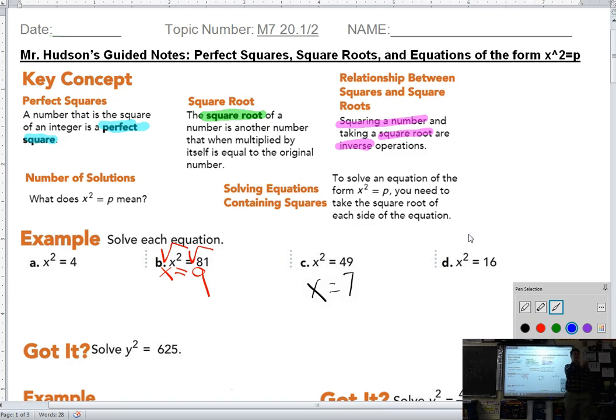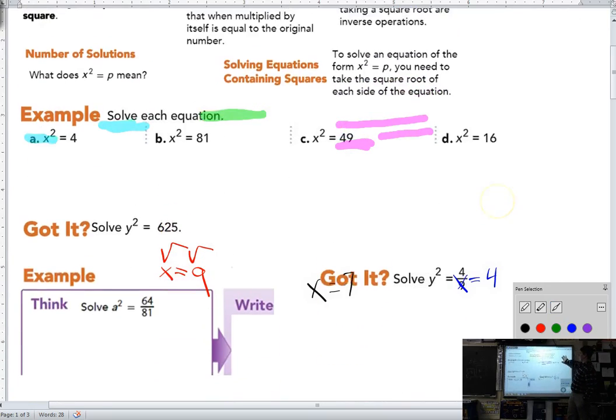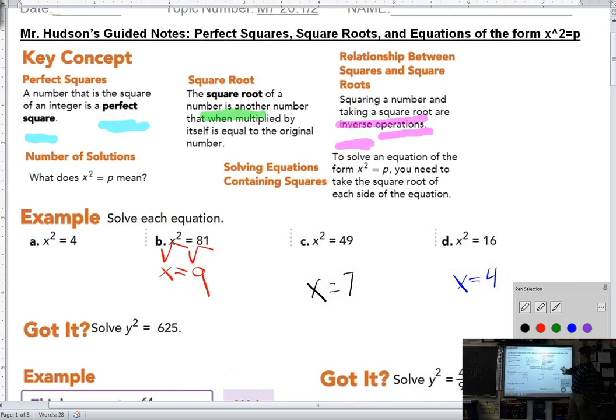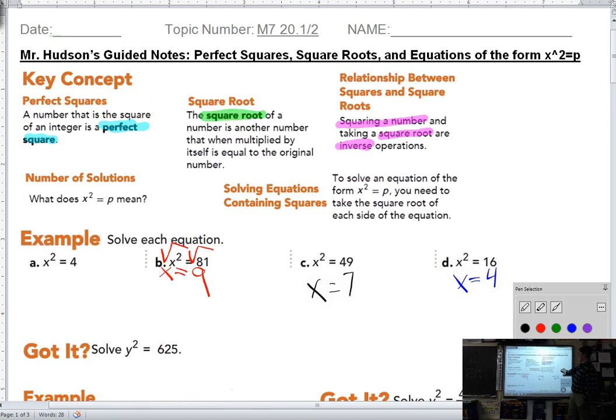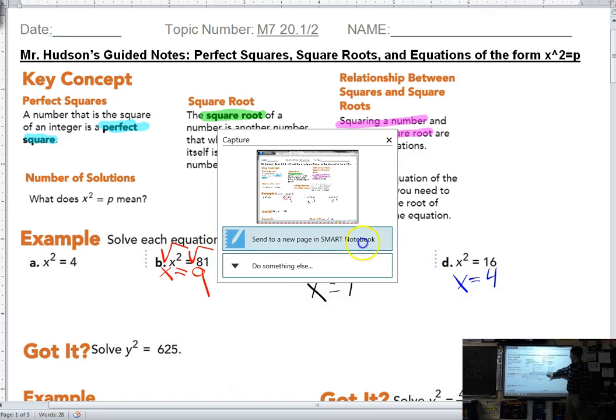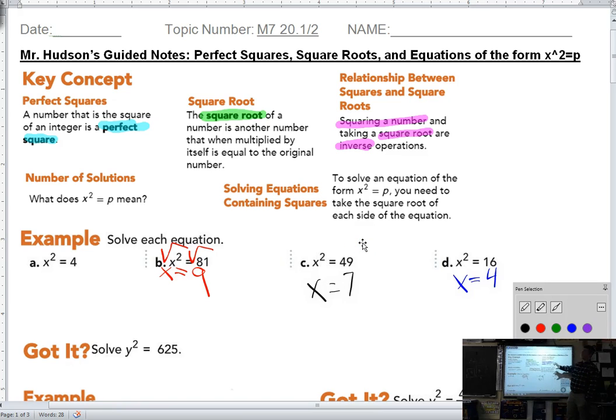D. X equals 4. I should probably capture it before I do anything. Yeah, he's got it. Any questions before I do it? Aaron's got math skills. Nice.